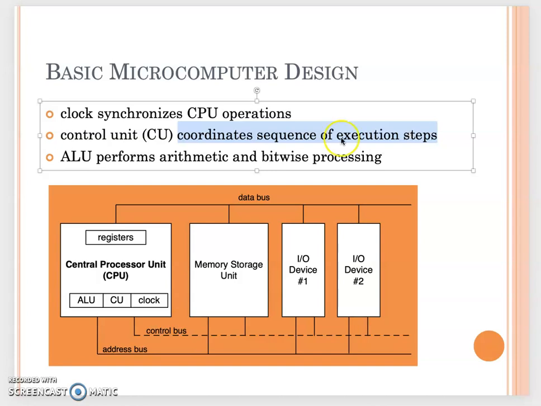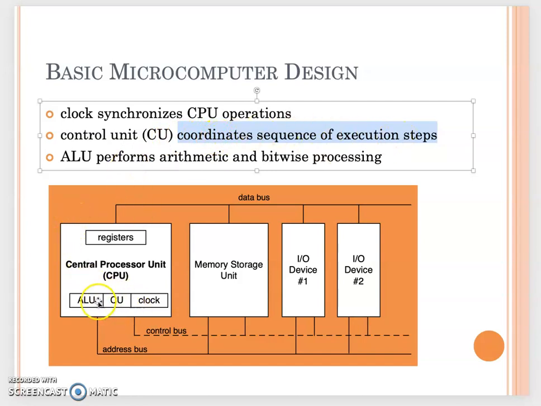Those instructions will be line by line, waiting in the waiting queue. The control unit is like the police officer to coordinate the sequence of the execution steps. So it will tell which part should start working and which part should wait or move forward to the next step. So that's just the police to control everything.